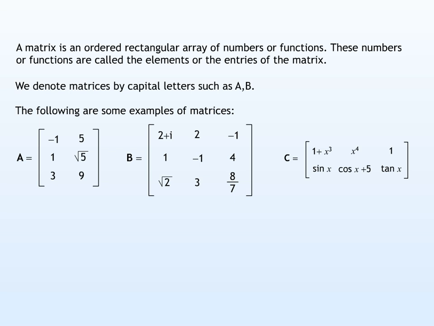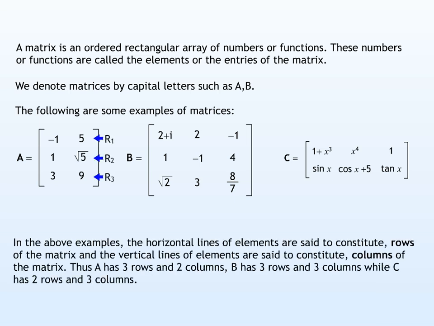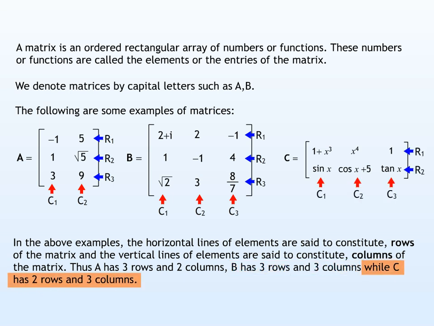Notice that elements of matrix A are real numbers. For matrix B, they are complex numbers, while in matrix C, the elements are functions. In a matrix, the horizontal lines of elements are said to constitute the rows of the matrix, and the vertical lines of elements are said to constitute the columns of the matrix. The matrix A has 3 rows and 2 columns. Matrix B has 3 rows and 3 columns, while matrix C has 2 rows and 3 columns.